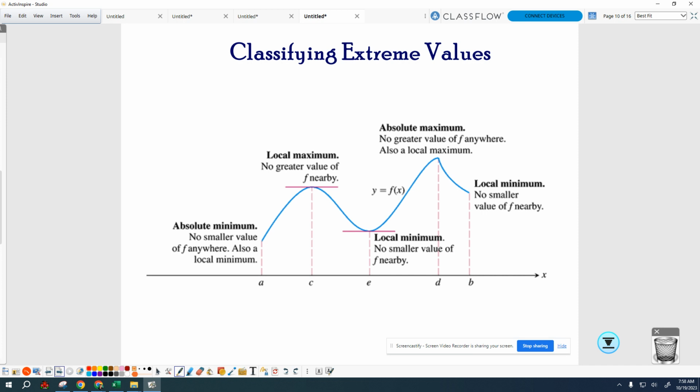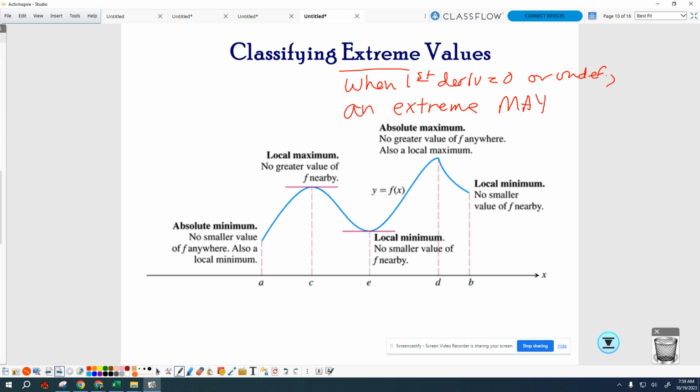Oh, undefined. So the maximums and minimums, they don't have to happen here, but if they're going to happen, it's when the first derivative is 0 or undefined, an extreme may happen. It's not guaranteed.